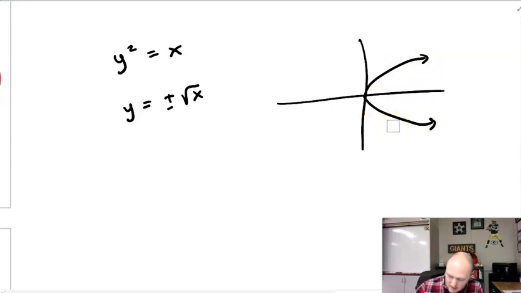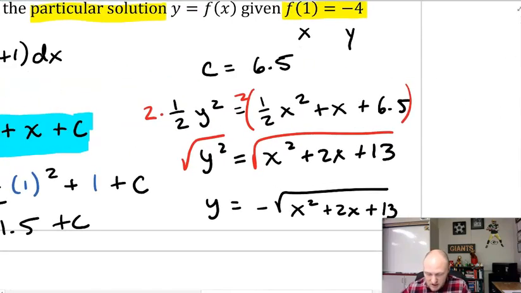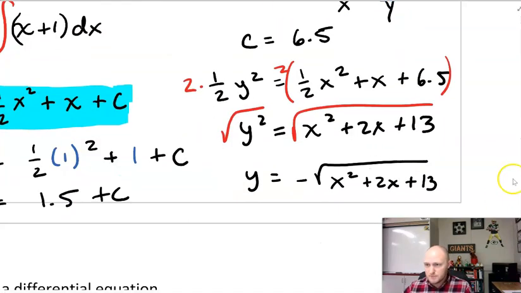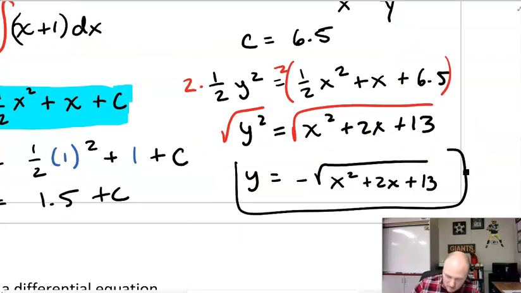Now, in this instance, I'm taking the bottom curve. Why am I taking the bottom curve? Well, it has to do with my initial value. My initial value was negative 4. My y value was negative. So I want the negative or the decreasing function, the negative slope. Okay? And that's how we get our particular solution.